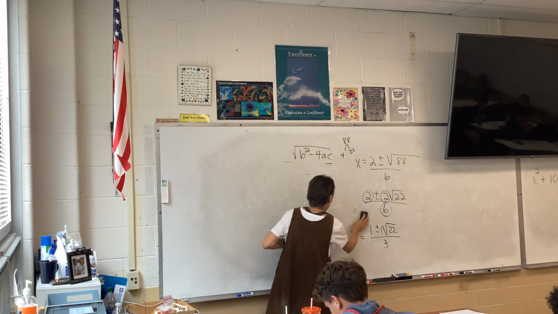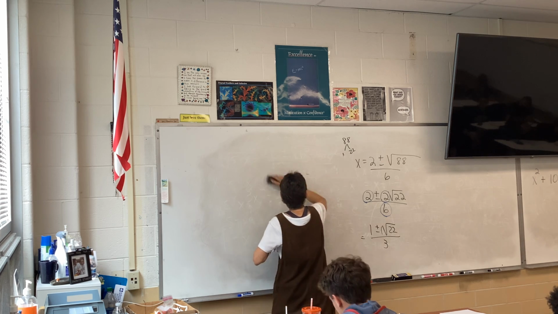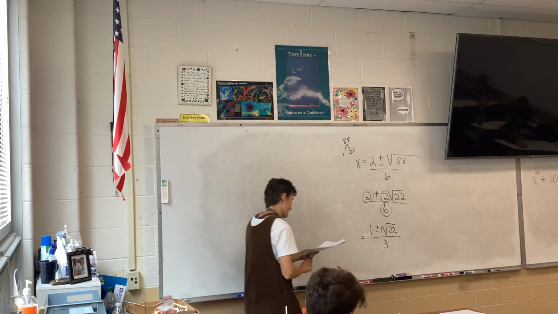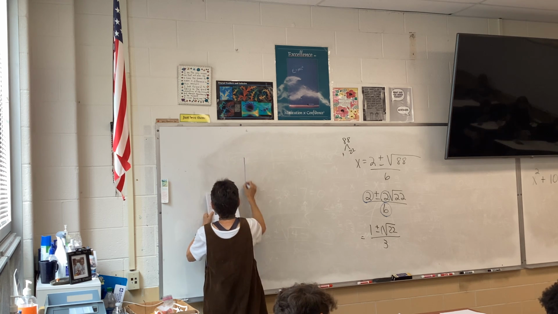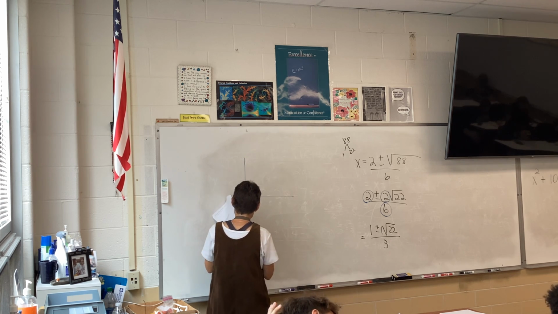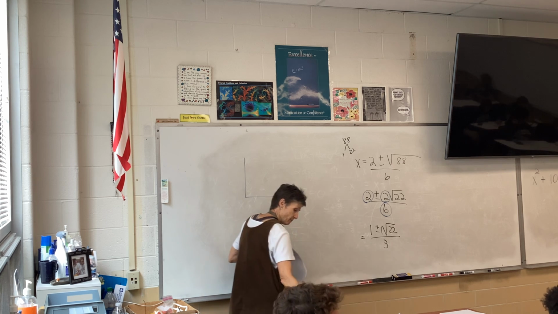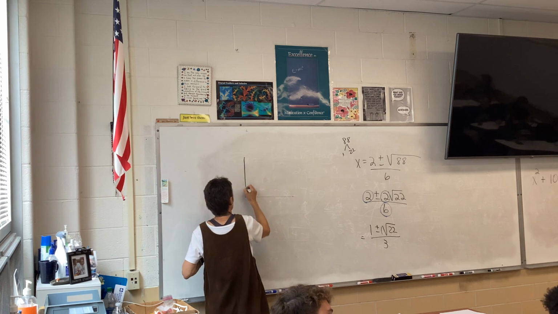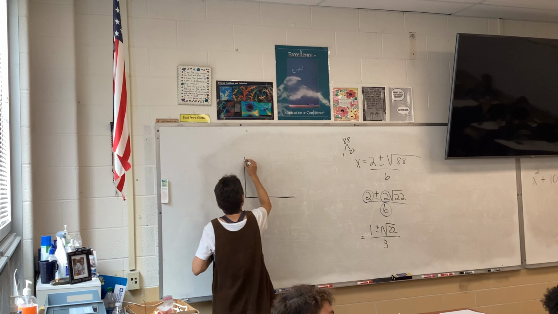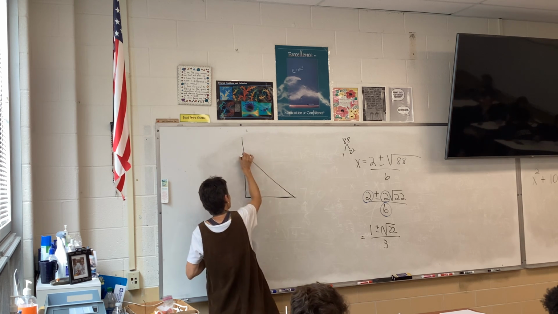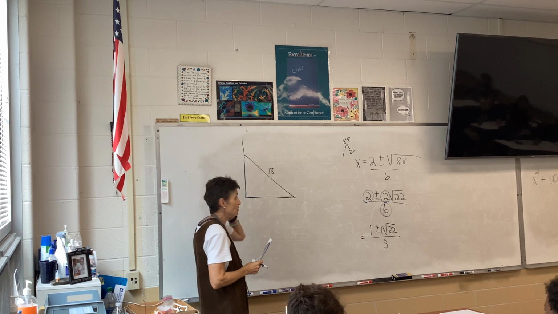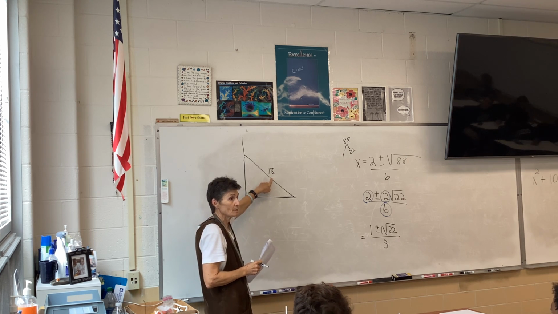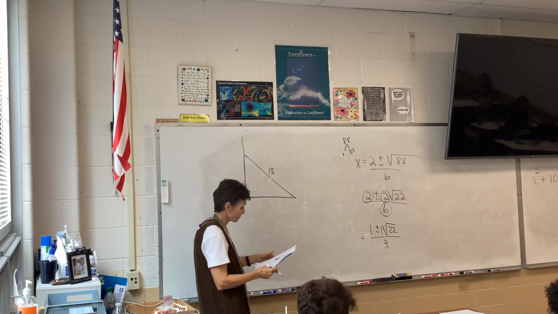All right, last problem. Little word problem that involves the height of a ladder. So an 18-foot ladder is leaning up against a building. Does it make sense to you that that's where the 18 goes? That's the ladder.